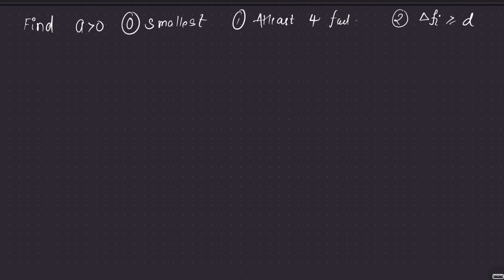So how should you approach this question then? We want to find a positive integer such that it is smallest, it has at least 4 factors, and the difference between any two factors is greater than or equal to d. Let's try to make some observations.